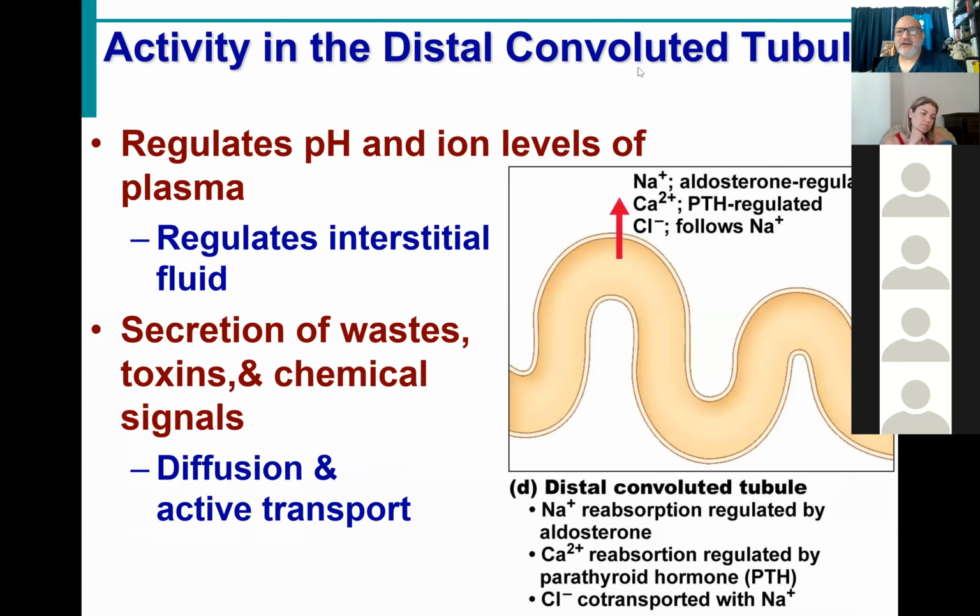Some of these things, like we said, are things like neurotransmitters, hormones, and other types of chemical signals that can be released this way. Toxins and wastes. Again, that pesky friend of ours, urea, is constantly sneaking in. So it's not surprising that here in the distal convoluted tubule, one last time, we need to try to kick it out. And again, we're going to be using active and passive transport to do these things, because the goal is anything we can get into the filtrate is going to leave the body.